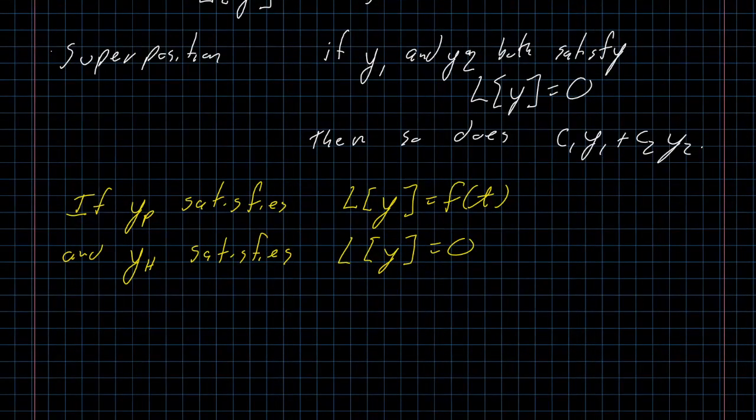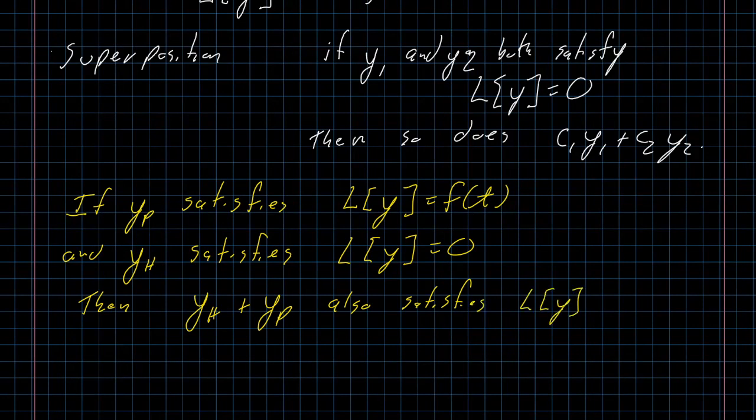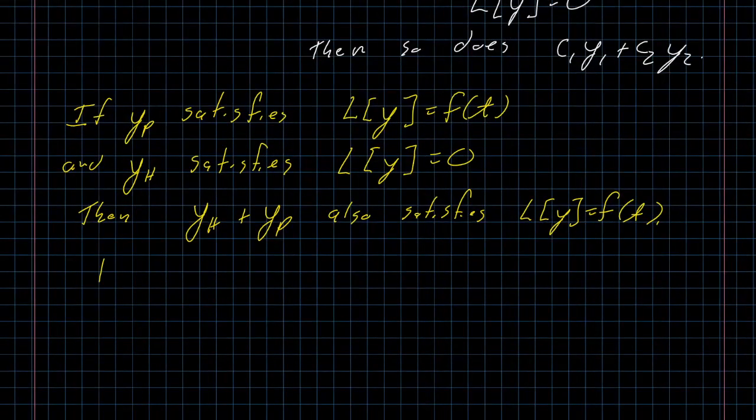If I have some particular solution, y sub p, which satisfies the non-homogeneous differential equation, L on y is equal to f of t, and I have y sub h, the homogeneous solution, which satisfies L on y equals 0, then yh plus yp also satisfies L on y equals f of t. All right, that sounds like a theorem, so I guess I should probably prove that.